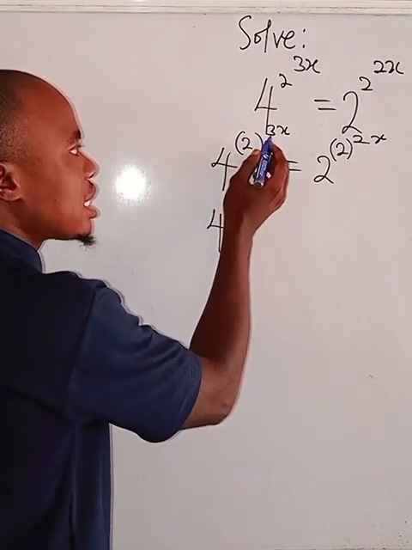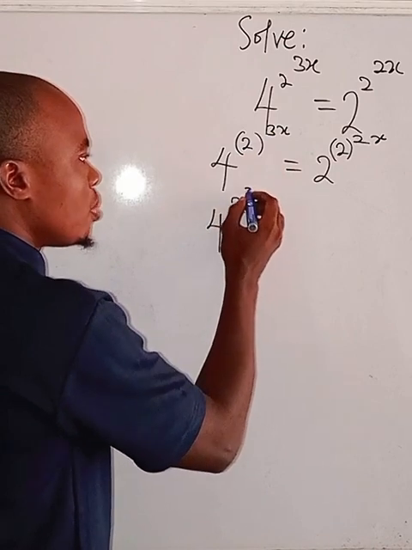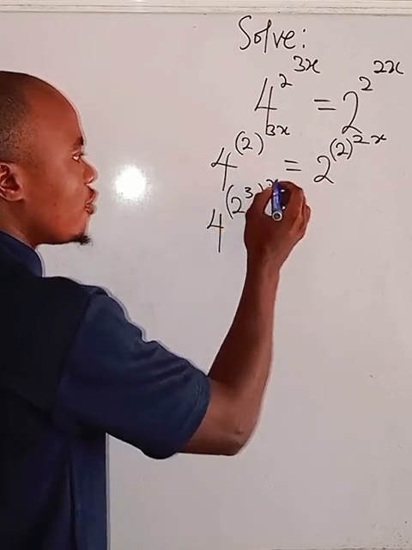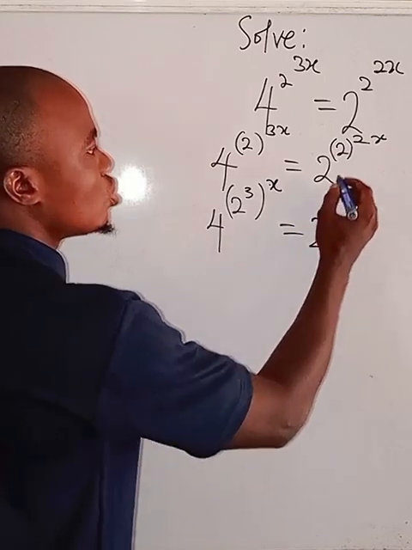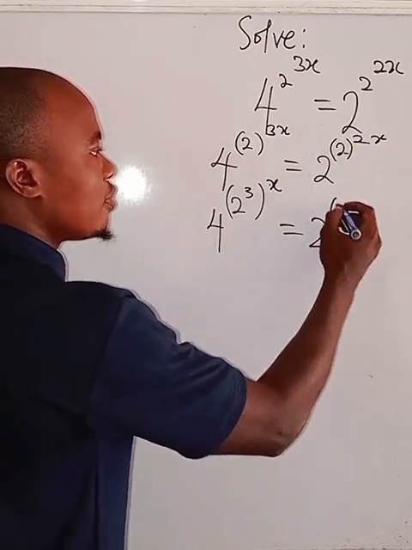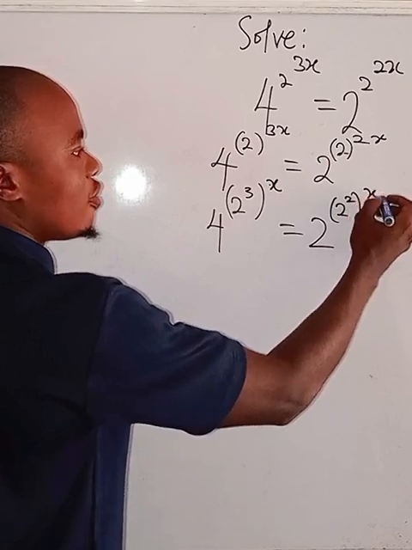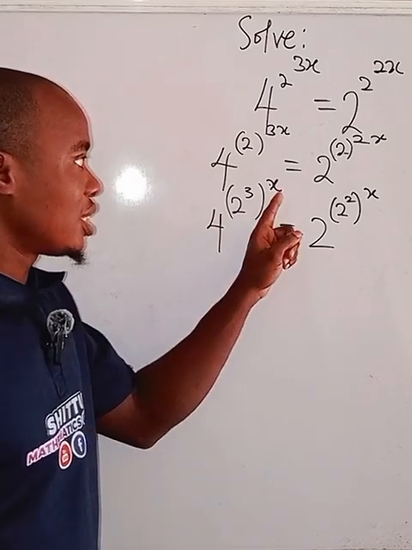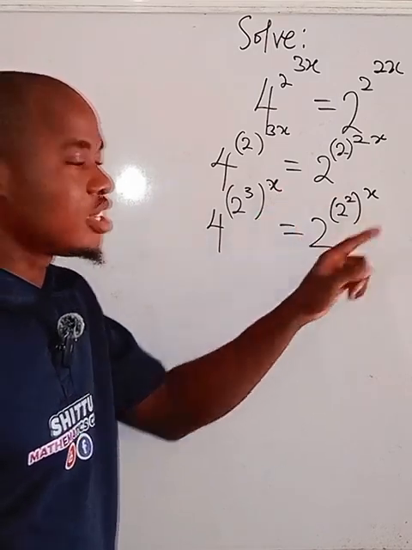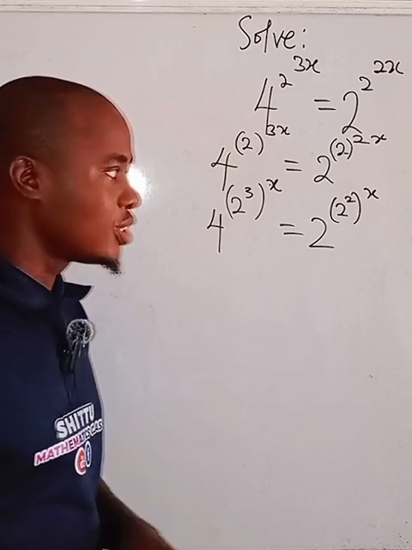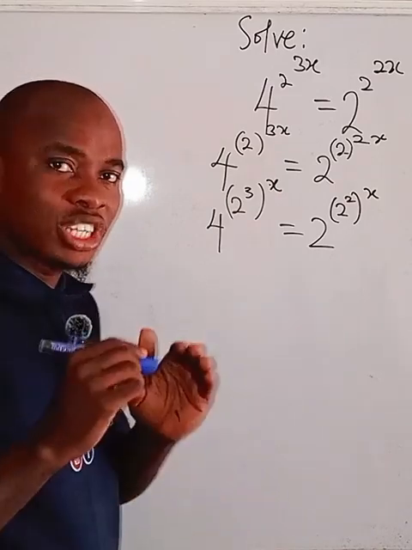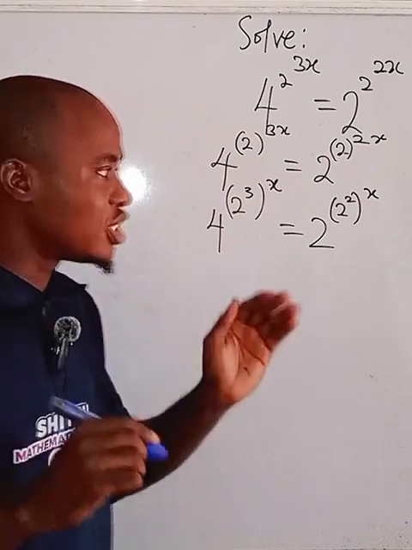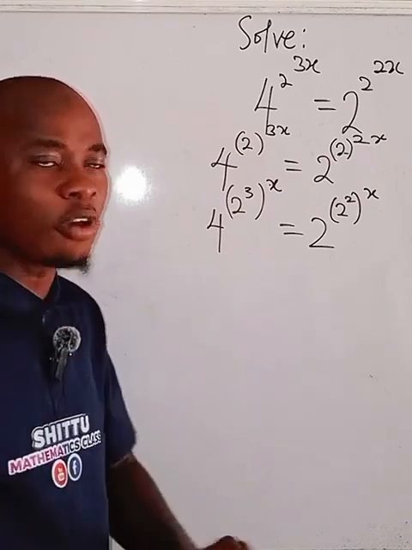Then this 3 can come in like 2 to the power of 3, to the power of x, equals 2. This 2 can also come in. We have 2 to the power of 2, then to the power of x. Are you following? Don't make the mistake. Somebody can just cancel x, since we have x here and we have x there. Don't do that. It's not done. You have to take your time to solve this to its simplest form.